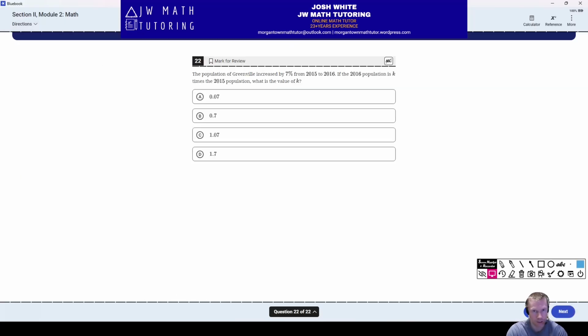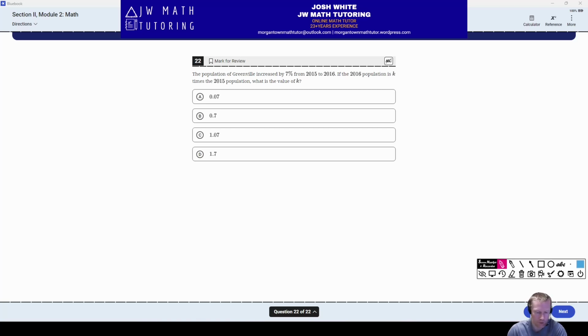All right, now we have the last question, number 22. This is a repeat question, by the way, from one of the linear paper tests 1 through 3. So this population is increasing from 2015 to 2016 by 7%. So the 2016 population is k times 2015. What's the value of k?